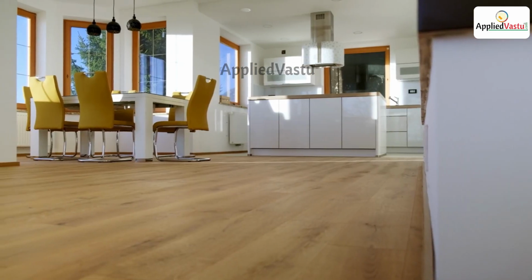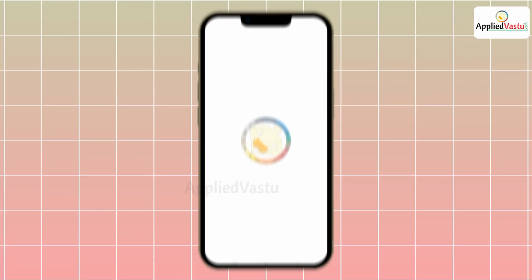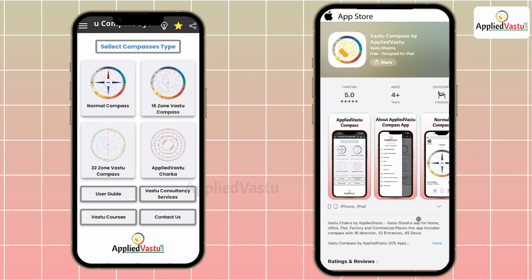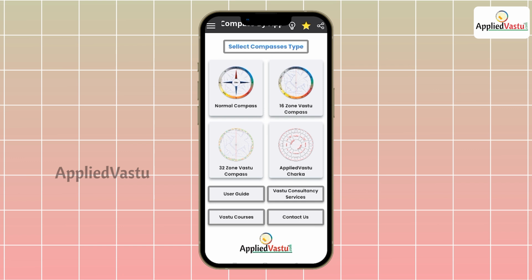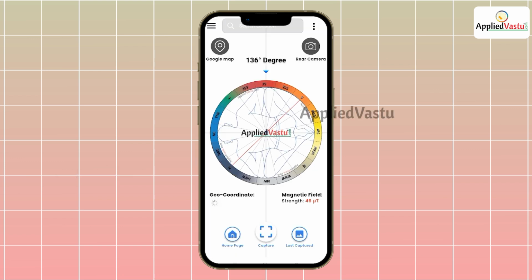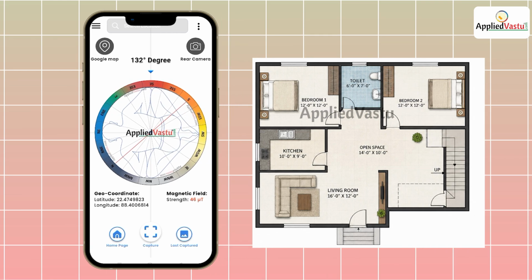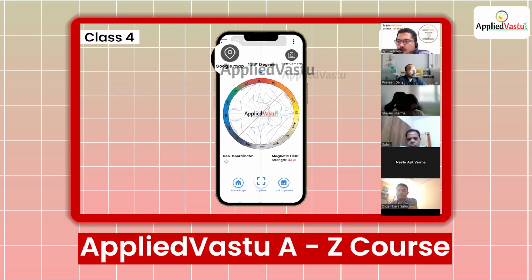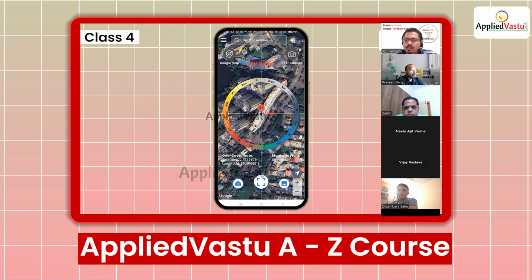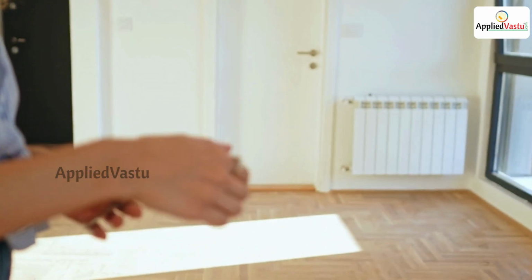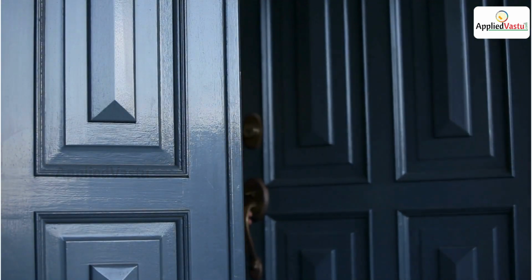To find the accurate directions of your property, you can use our AppliedVastu Compass app available for both Android and iOS devices. After opening the app, select the 16 zones option and calibrate the compass. Then stand inside the property to check how much the north direction is tilted. We have already explained how to use the AppliedVastu Compass app in detail in lesson 4. These concepts are important both for people planning to purchase a new house and for those who already own one.